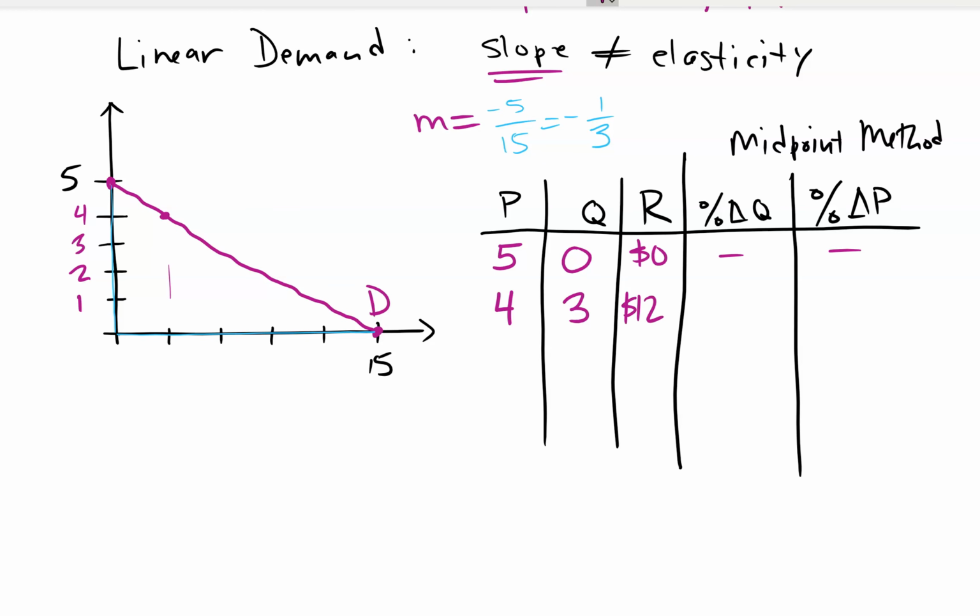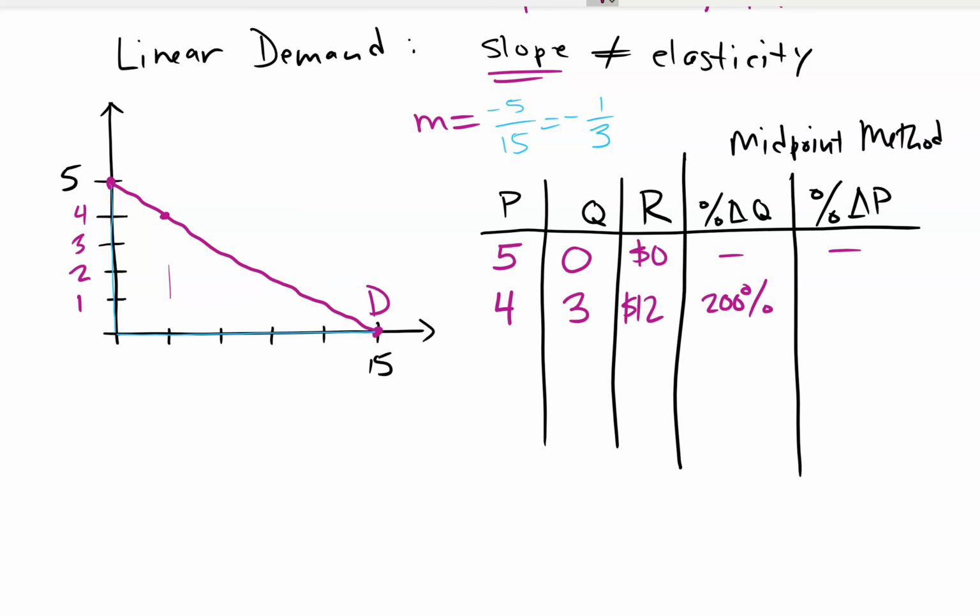And how much did our quantity change? Our quantity changed by 3. It went from 0 to 3, so it changed by 3, and we're dividing by the midpoint. Half of 0 plus 3, which is the midpoint, is 1.5. So our quantity increased by 200% using this midpoint method.